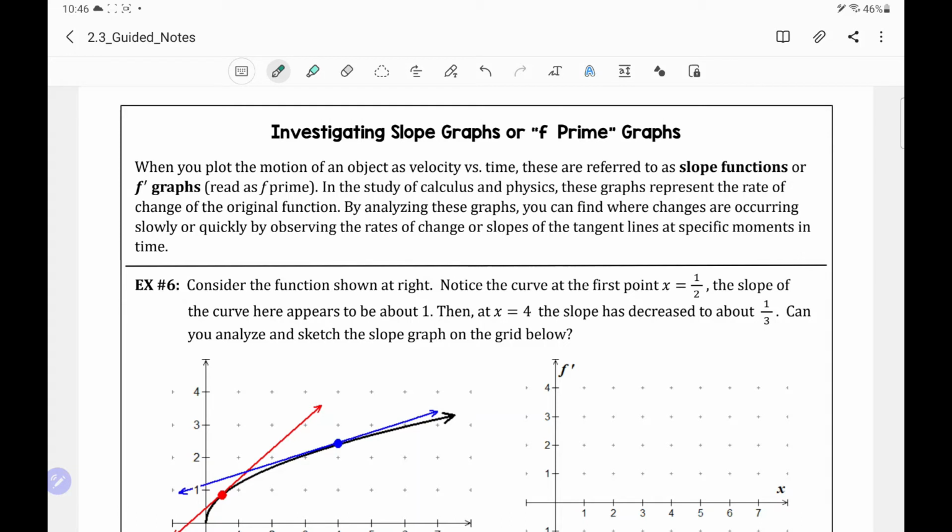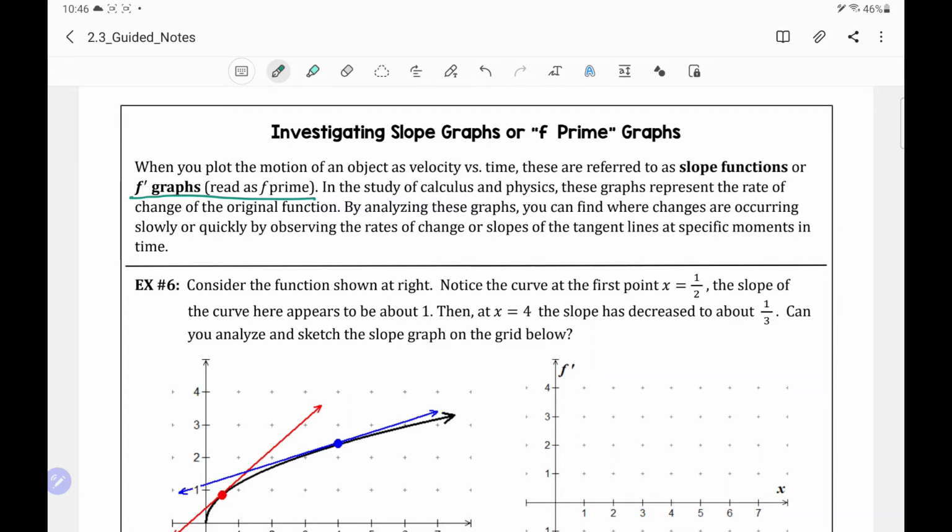So let's just look at the information that we have and then see how this affects us with our graphs. When you plot the motion of an object as velocity versus time, these are referred to as slope functions or f prime graphs. So you read that as f prime as usual. In the study of calculus and physics, these graphs represent the rate of change of the original function.